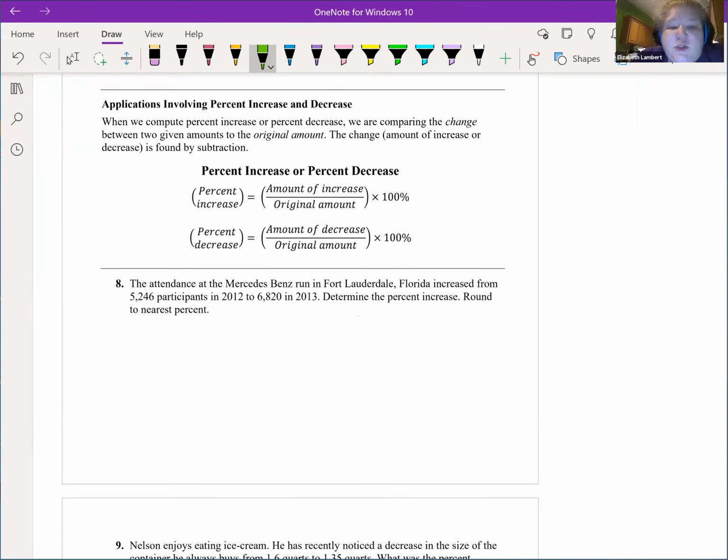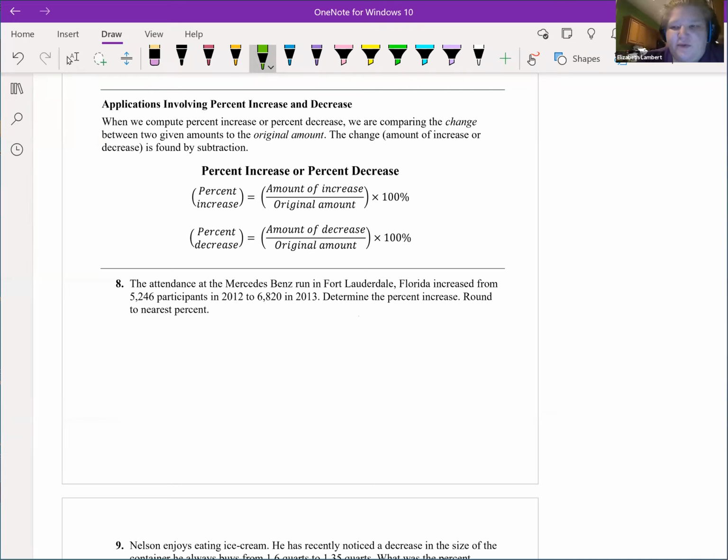All right, our last one is dealing with percent increase and decrease. So this is similar to what we were doing, but still a little different. When they ask for percent increase, we want to figure out the amount of the increase, the change in the numbers over the original amount times 100%, and that will give us the percent increase as a percent. So let's check it out in action.